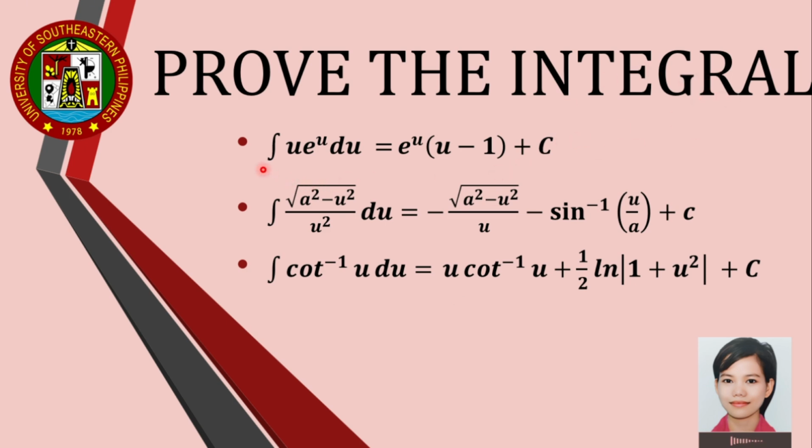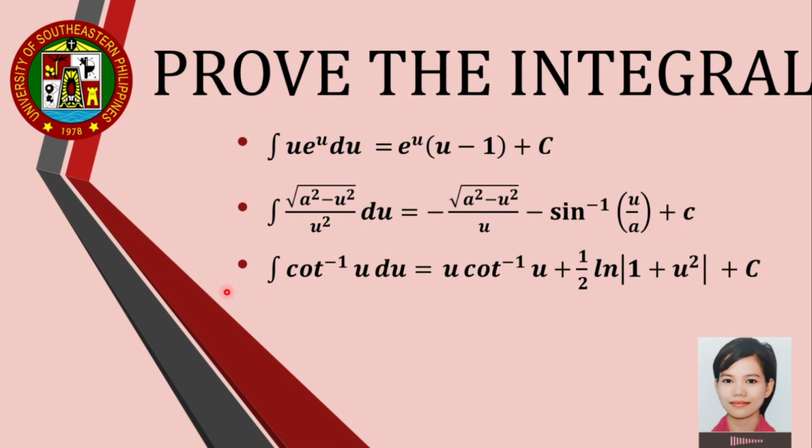So we have, the first one is the integral of u multiplied by e raised to the power of u du equals e raised to the power of u multiplied by the quantity u minus 1 plus c. The second one is the integral of the square root of a squared minus u squared all over u squared du equals negative square root of a squared minus u squared over u minus the arc sine of u over a plus c.